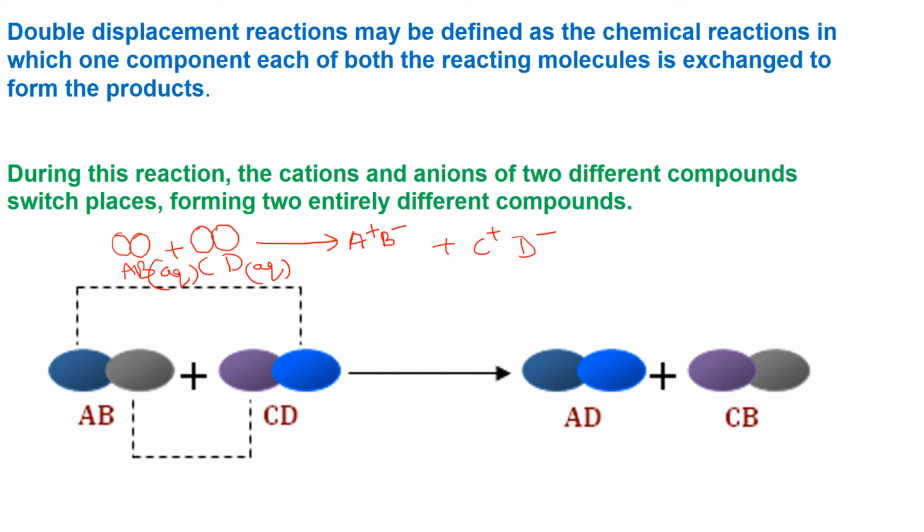Now this A plus will combine with the D minus and C plus will combine with the B minus. Whenever a compound is formed, the cation combines with anion to form a compound. So this is how the reaction takes place. How many times has the exchange taken place? Two times exchange has taken place. So two times displacement of ions. That is why it is called double displacement. So let us learn this with the help of one example.